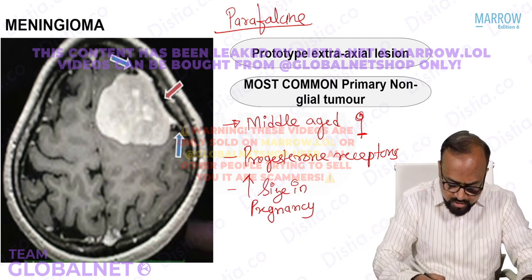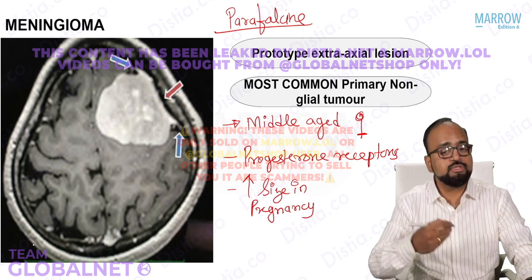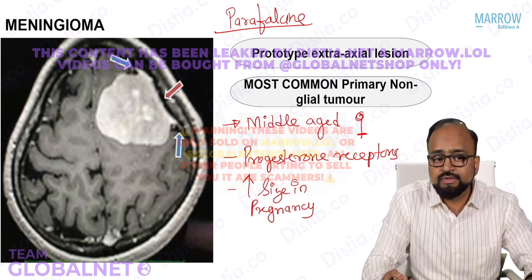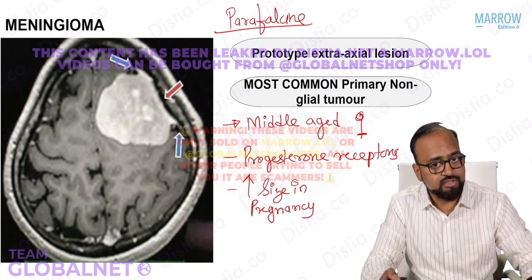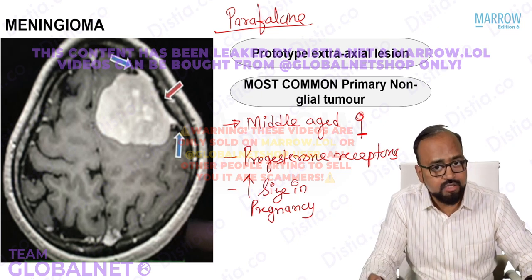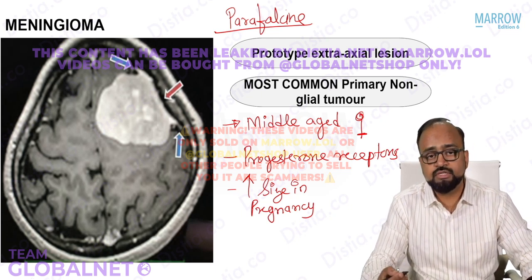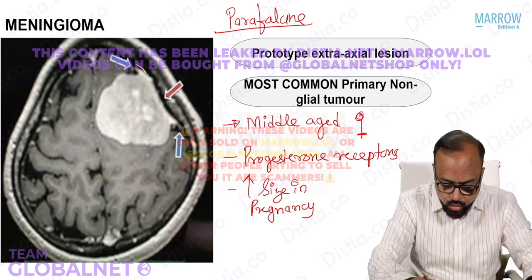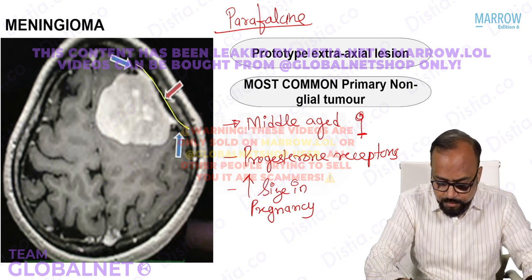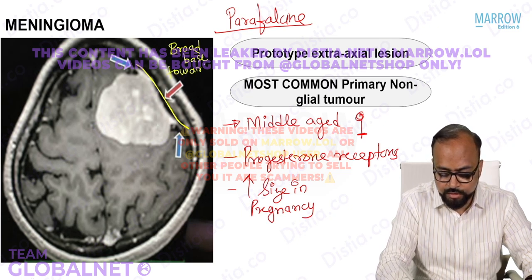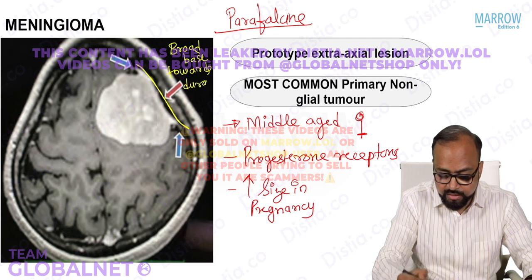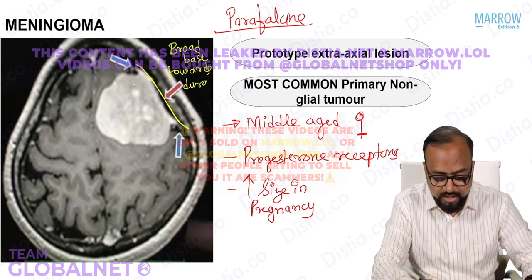Now if you look at the findings in this particular image, this is a post-contrast MR image. Do you remember we discussed various parameters to distinguish between an intra and an extra-axial lesion, right? Meningioma is extra-axial, it is outside the brain, right? One of the first points in favor of an extra-axial lesion is this broad base towards the dura. Can you see? There is a broad base towards the dura.